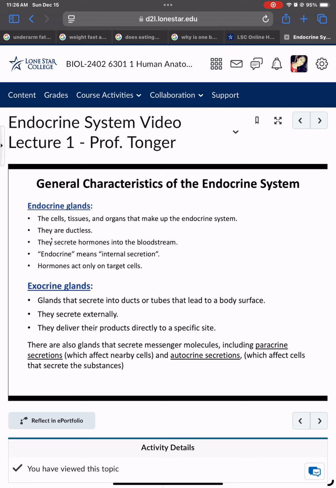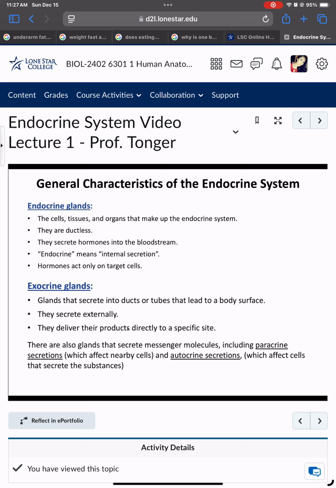The word endocrine basically means internal secretion. And keep in mind, hormones which are released from these endocrine glands are the chemical messengers which are going to act only on the target cells. The second type of glands which we see in the human body are called exocrine glands, and these are the glands which contain ducts. These ducts bring the secretion of these glands to the body surface, and that's why these glands secrete their secretion externally.